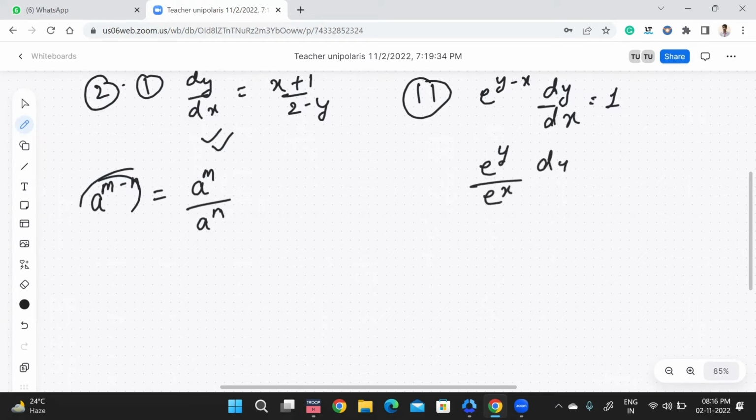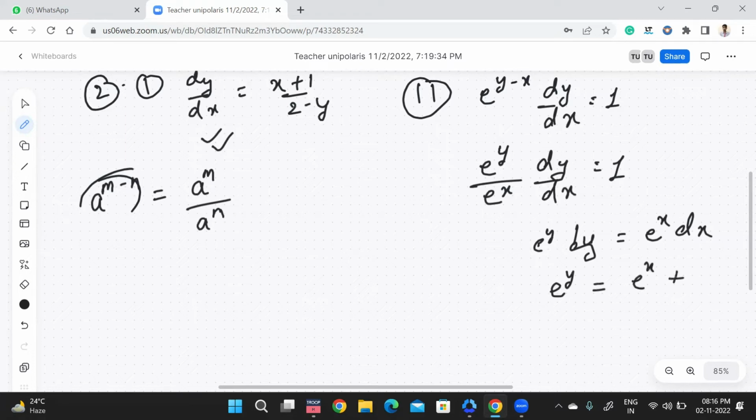Now we can just separate the variables to get e^y dy equals e^x dx. Right, now it can be integrated. So the integration of e^y is just e^y, equal to e^x plus c. Now what will you take as the constant?